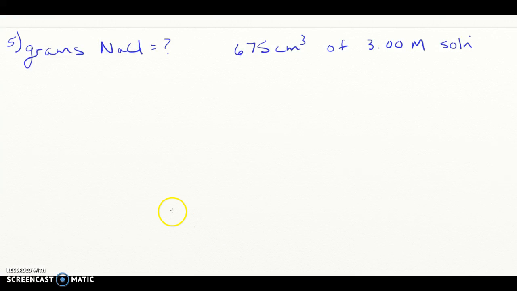So I wrote down some information. Here's what the question is. It wants to know the grams of sodium chloride, NaCl. And then here is the volume of the solution, 675 cubic centimeters. Remember, in molarity, the unit here of 3.00 is moles per decimeter cubed of NaCl. They're the same units, capital M or moles per decimeter cubed.